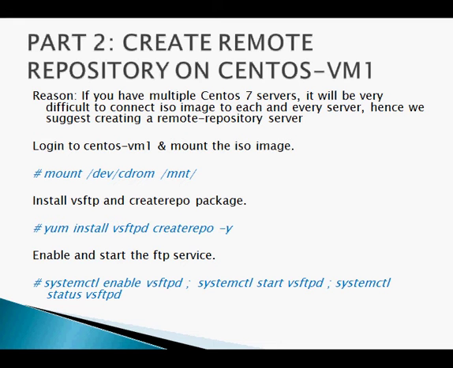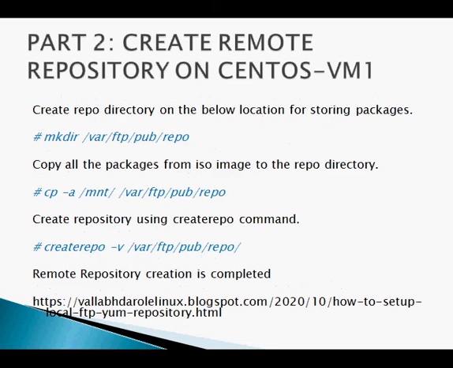We will mount the ISO image. For communication with the repo server, we will use the FTP protocol, and createrepo is a package that is required for creating the repository. We will start the vsftpd. We will enable the vsftpd. We will create a folder in the FTP pub repo, and we will copy all the packages from our ISO image, which is mounted on the MNT folder, and then we will execute the command createrepo.